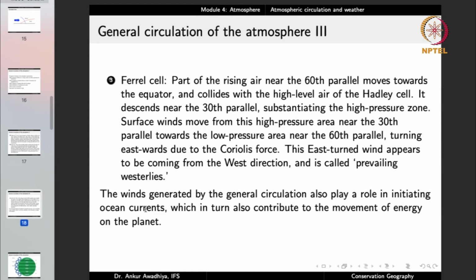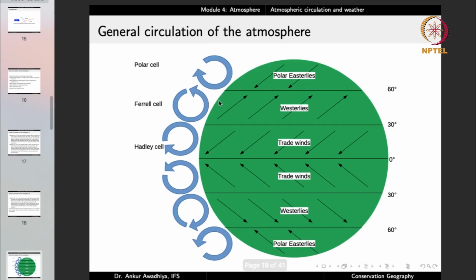The third is the Ferrel cell. Part of the air rising near the 60th parallel moves towards the equator and collides with the high level air of the Hadley cell. So what is happening here is that when we consider this portion, the air was rising, it was moving towards the poles and towards the equator. So now we are talking about this cell. So the air rises, it moves towards the equator, and the air from the Hadley cell was also moving towards the poles. So both of these collide near this 30th parallel and they come down.